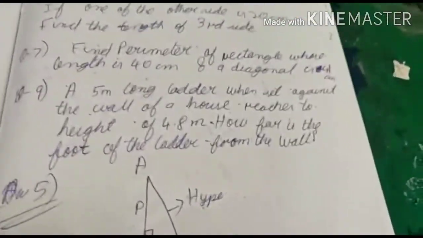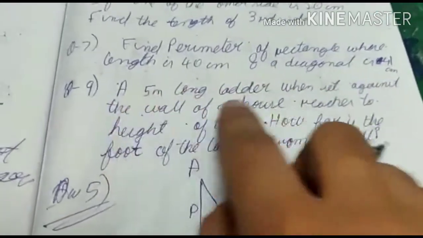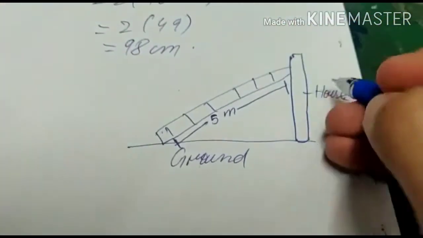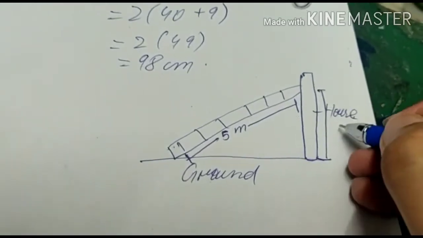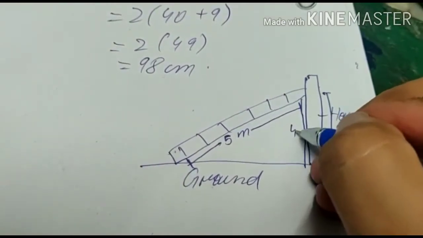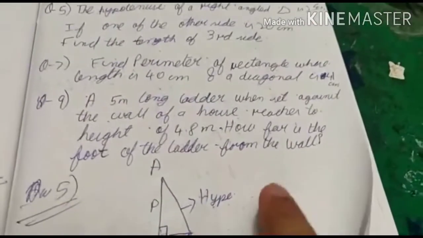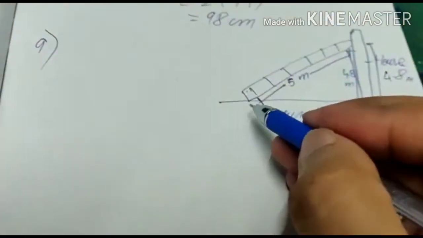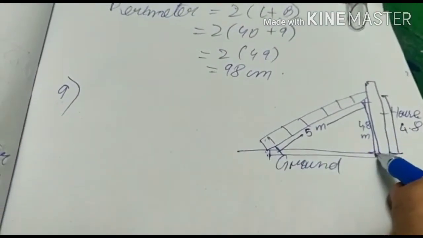The question says the ladder set against the wall of the house reaches the height of 4.8 meter. Means when it is set against a wall, the height that it reaches on the wall of the house is 4.8 meter. So this is 4.8. How far is the foot of the ladder from the wall? Foot is this, and we have to find the distance between the foot of the ladder and the house. That is, we have to find this distance.